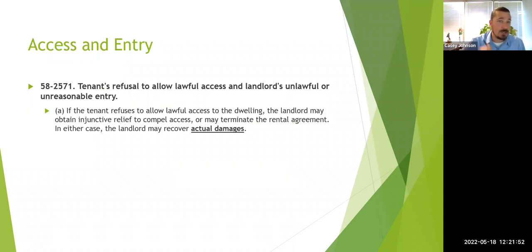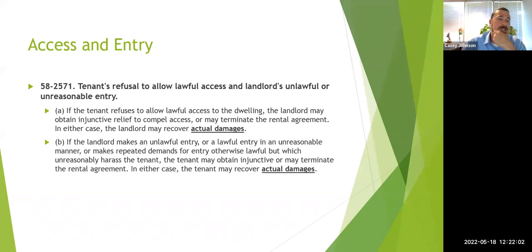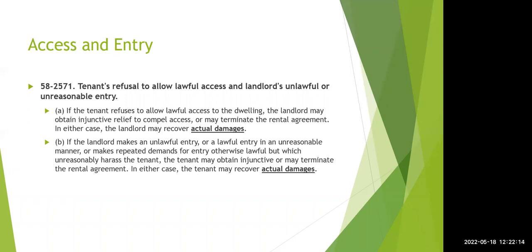They can terminate the rental agreement. And there's no rule on how much time they have to give or if they have to give a 14 or 30-day notice. And they can obtain actual damages. So there's that term again, actual damages. If the landlord's using this to harass the tenant, or making unlawful entry, not giving notice, coming in at unreasonable times, the tenant can do the same thing. They can get injunctive relief, they can terminate the rental agreement, and they can recover actual damages.